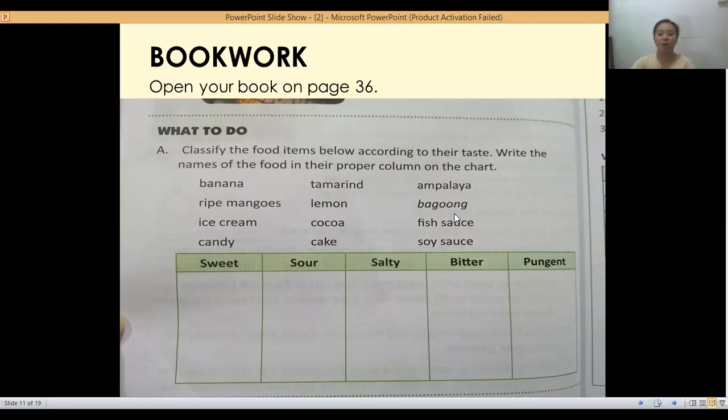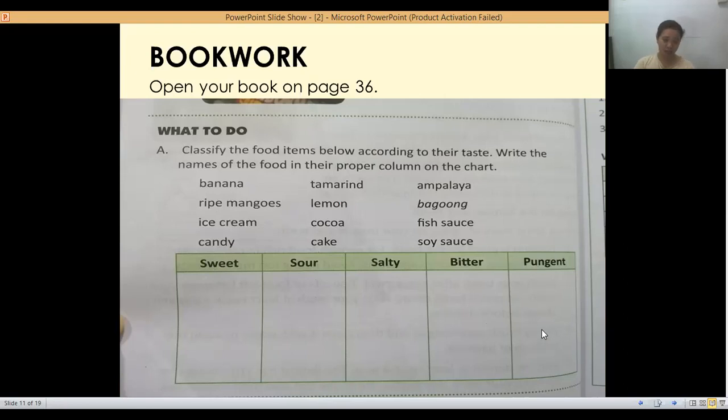Next, bagoong. Sweet, sour, salty, bitter, or pungent. Fish sauce. Sweet, sour, salty, bitter, or pungent. And the last one, soy sauce. Sweet, sour, salty, bitter, or pungent.